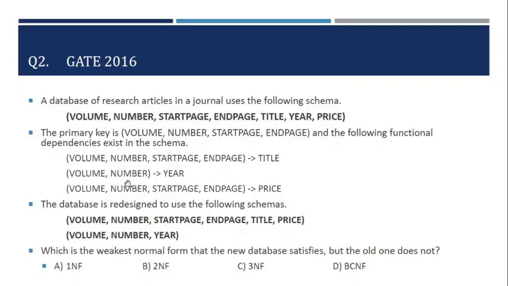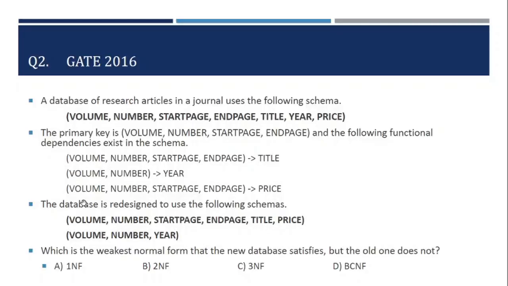And these are the list of functional dependencies that hold on this relation. We have volume, number, start page, and end page, which is the primary key, determining title. Similarly, it also determines price, but here year is dependent on only volume and number, not on the entire primary key. Now this is our first schema.